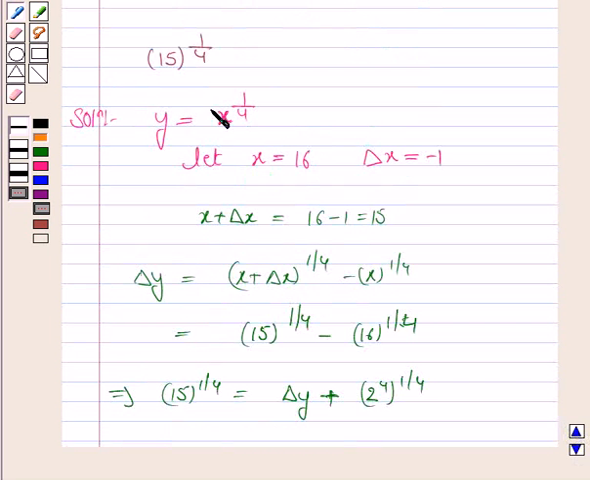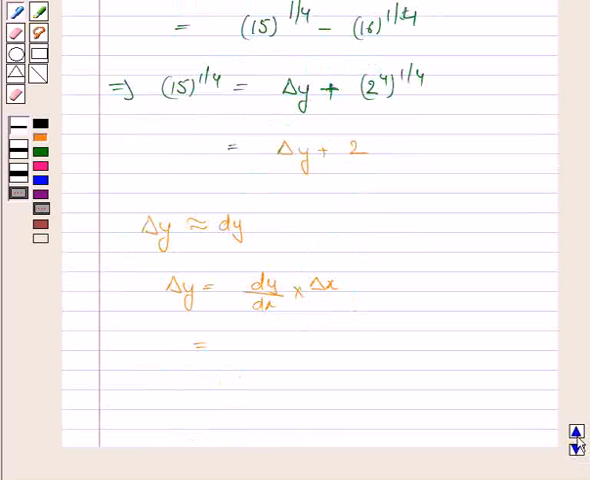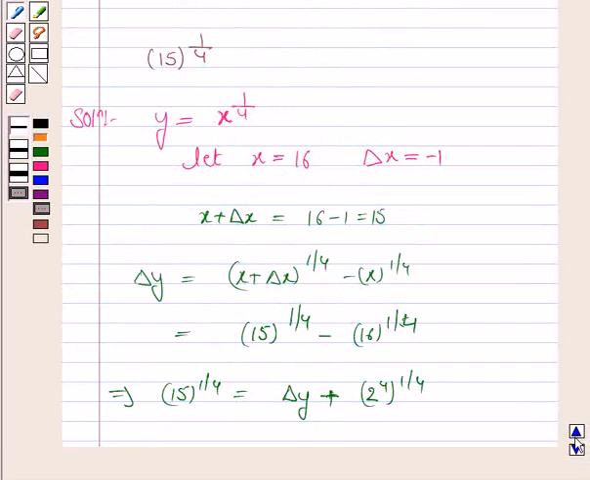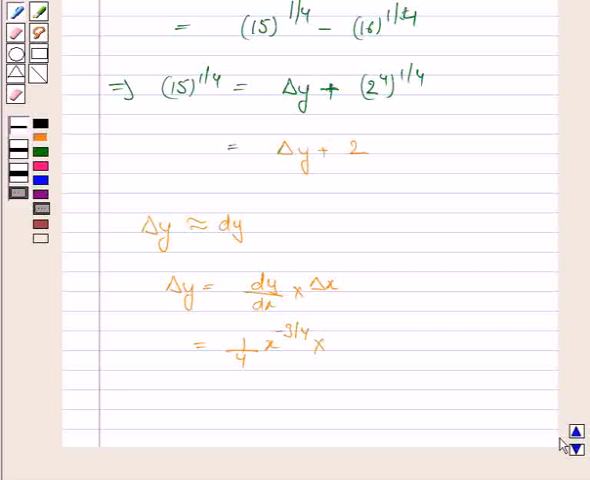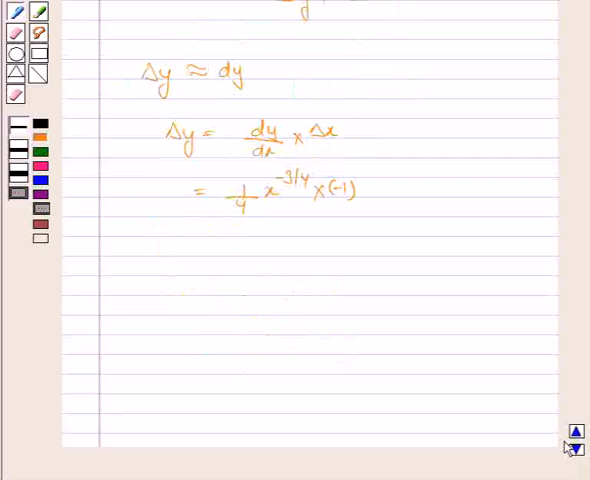Now y is x to the power 1 by 4, so dy by dx will be 1 by 4 into x to the power 1 by 4 minus 1, that is minus 3 by 4, into delta x. And delta x here is minus 1. So this is equal to 1 by 4 into x to the power 3 by 4 into minus 1.